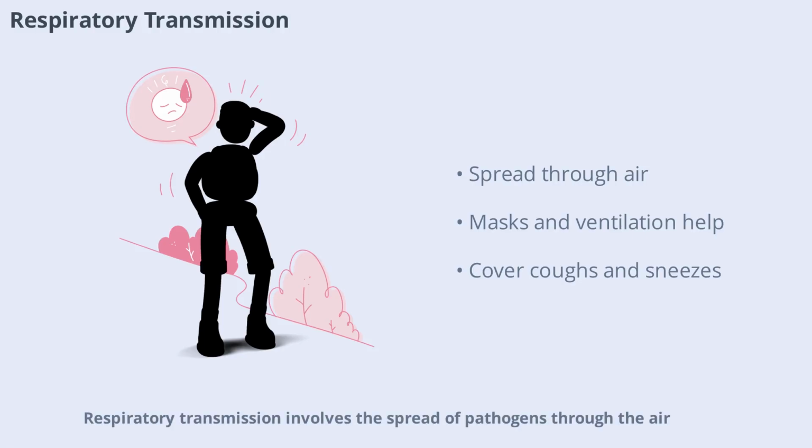Respiratory transmission involves the spread of pathogens through the air, typically via droplets or aerosols. Coughing, sneezing, or even talking can release infectious particles. Respiratory illnesses like influenza and COVID-19 are commonly spread this way. Wearing masks, good ventilation, and covering coughs are important preventive measures.